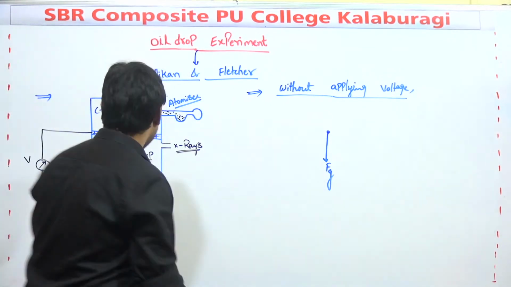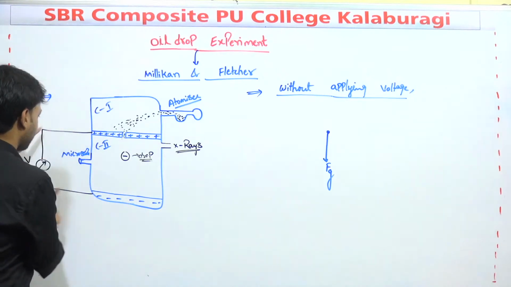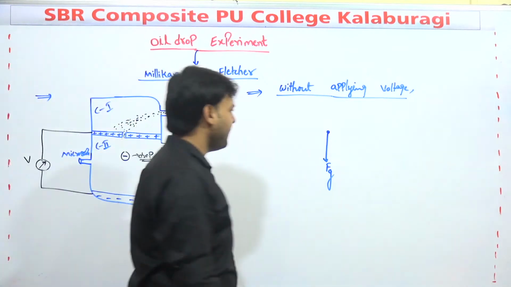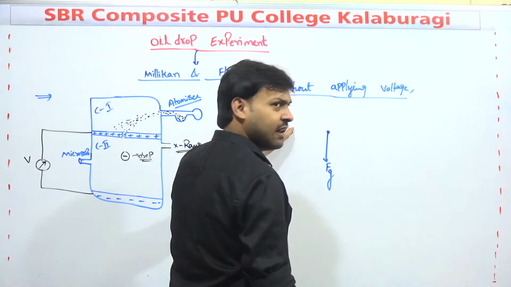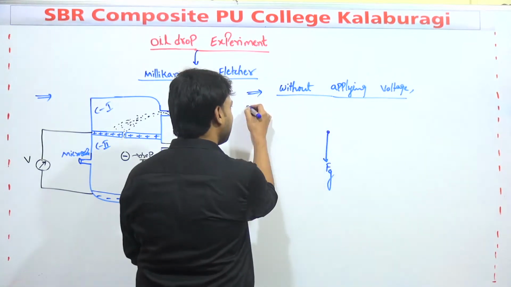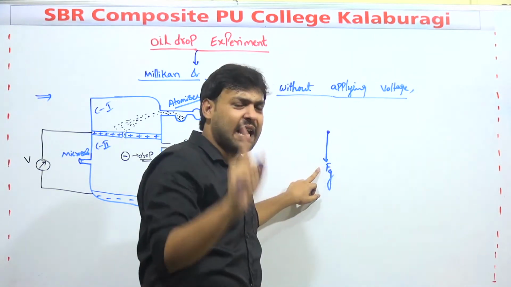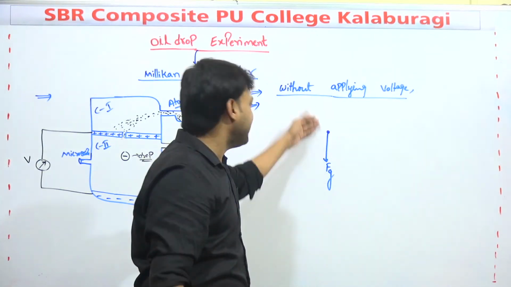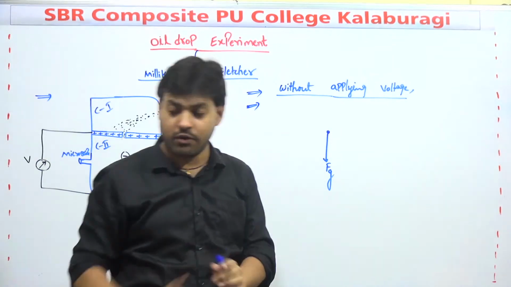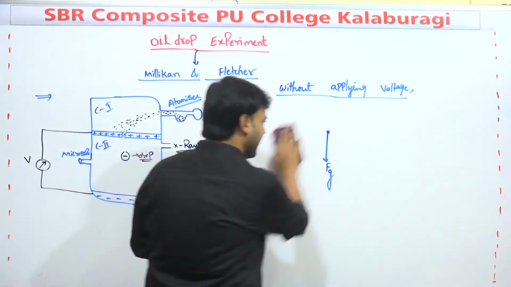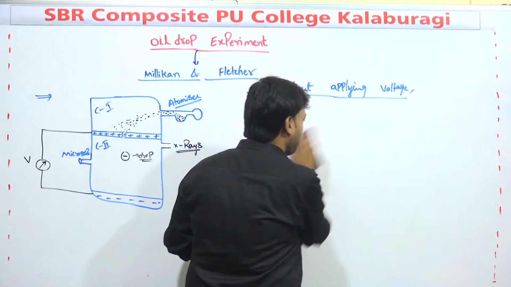Now they vary the potential. Try to understand the thing. They vary the potential. Clear? Next step. I'll write here only. So if you want, you can write here. Without applying the voltage, what will happen? Only gravity will be there on the drop. Then it will move downwards. Clear about that point? Now, second point.